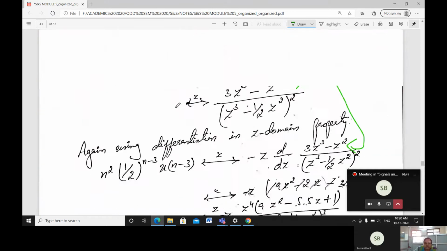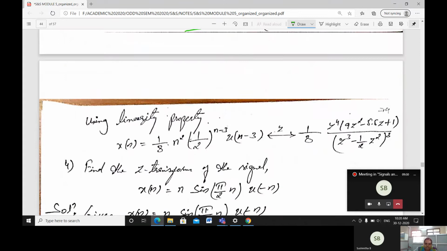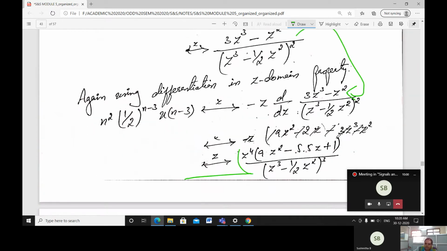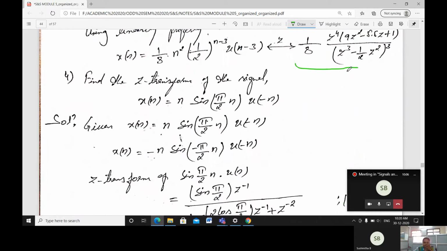Then one more thing is left here. 1 by 2 power 3 is there, so what can I write? 1 by 8 I can write. Using the linearity property, you go for 1 by 8 n square 1 by 2 power n minus 3 u of n minus 3. The z transform is going to be the whole thing multiplied with 1 by 8. That is what is written here.